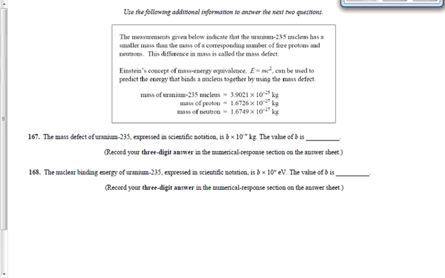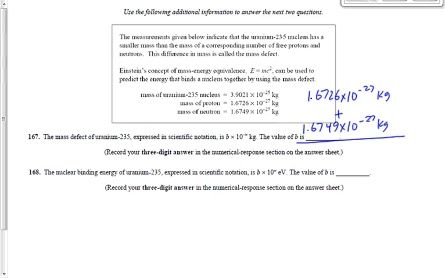I want to know how many people did this. I want to know how many people said 1.6726 times 10 to the minus 27 kilograms plus 1.6749 times 10 to the minus 27 kilograms, added those up and got the total mass of the protons and neutrons. Nobody wants to volunteer that they did that, but I'm sure lots of people did. What's the problem with that? Joseph, what's the problem with that?